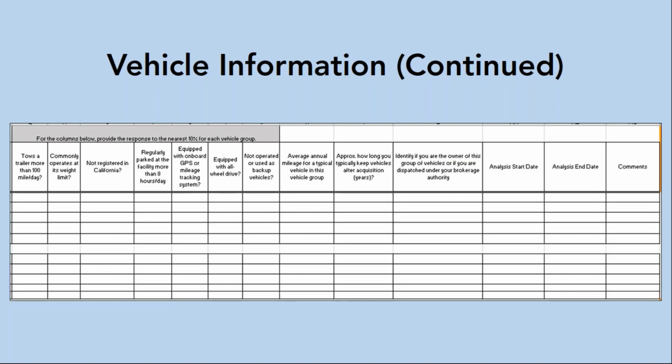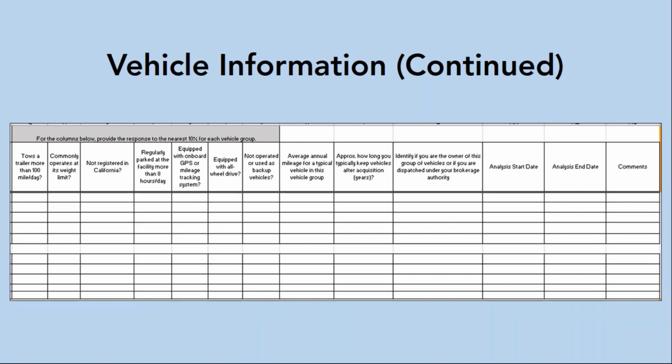What percentage of each vehicle group that was reported to travel more than 100 miles per day tows a trailer? For example, if 40 trucks in this vehicle group travel over 100 miles per day, but only 8 of them tow a trailer when they do so, then you would select 20% in the drop-down menu.